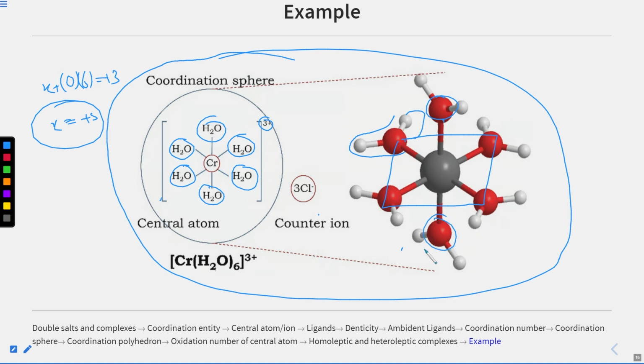Clear? Now this Cl minus can be present anywhere that is energetically favored. It will be non-directional, as I've told you that this is a primary valency and it is non-directional in nature, so it can be present anywhere. Whereas these ligands, which satisfy the secondary valency, are directional, and they are present in a certain direction or certain spatial arrangement. Clear? So this was for today's class. We will end our lecture here. We will talk about more of this in the next lecture. Thank you.